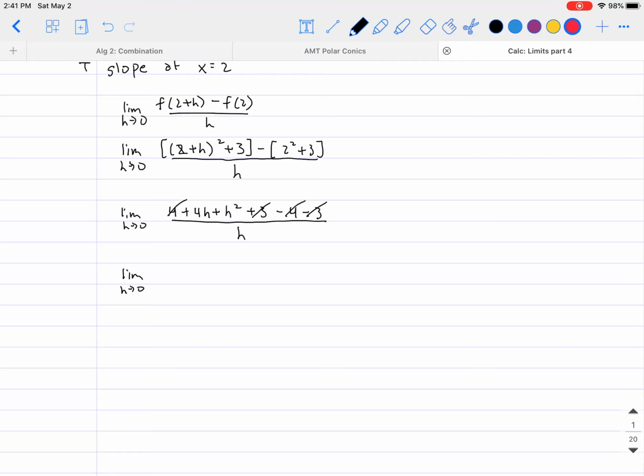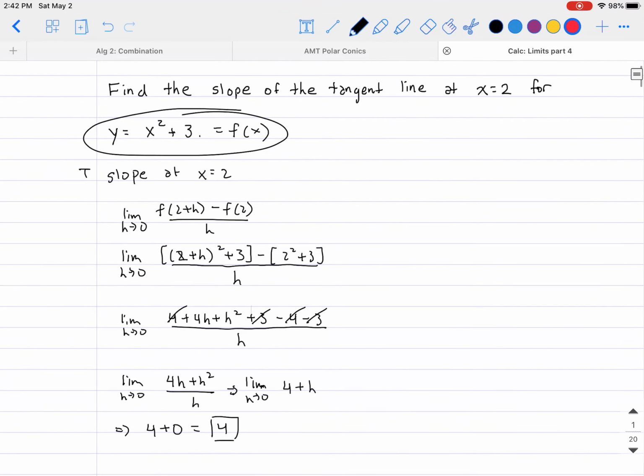So limit as h approaches 0, we have 4h plus h squared divided by h. When we divide by h, because we can get rid of that problematic part, we have 4 plus h, and we can then use direct substitution. So finally, as h approaches 0, we substitute 4 plus 0, and the answer is equal to 4. So that's going to be my slope.